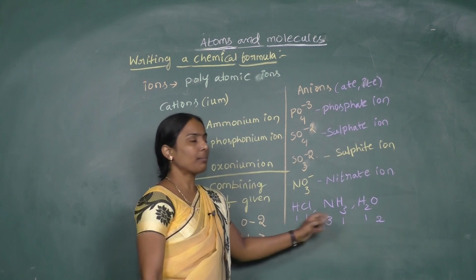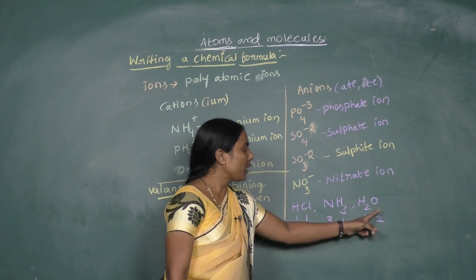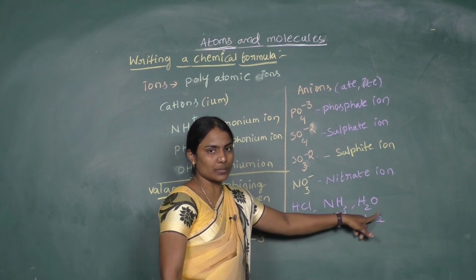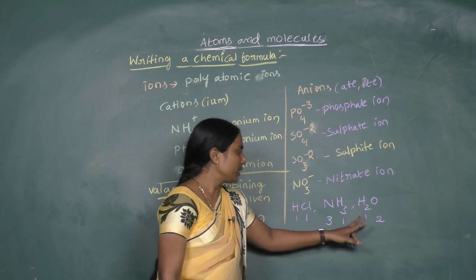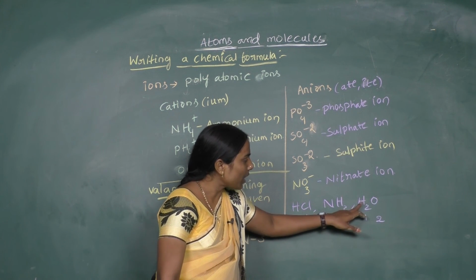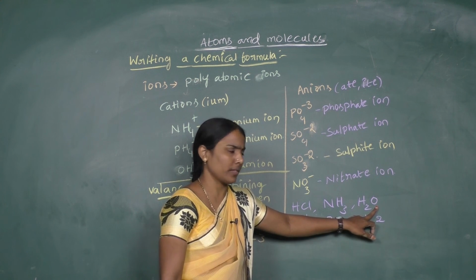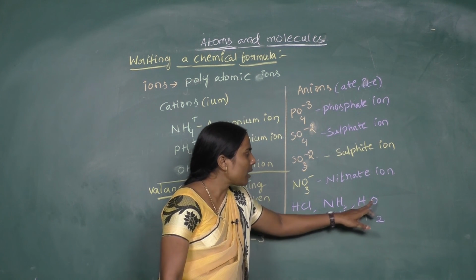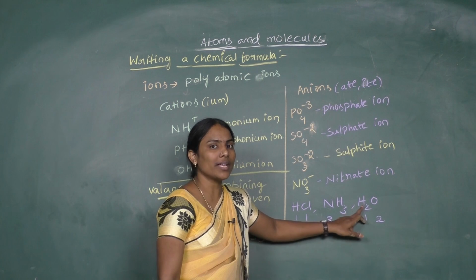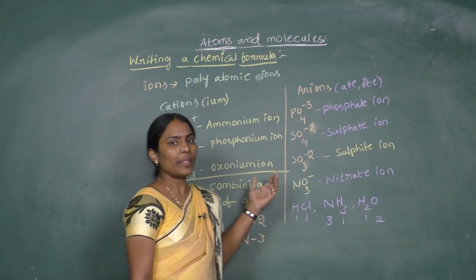Then to form a compound between the 2 atoms, what did you do? You just used the cross multiplication method, right? Here the oxygen's valency is 2 but the opposite element's valency is 1, hence you take only 1 atom of oxygen. But for hydrogen, the opposite element's valency is 2, hence you need 2 atoms of hydrogen to combine. Okay, have a look.